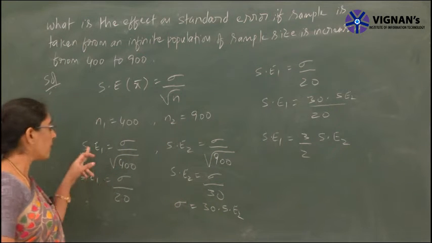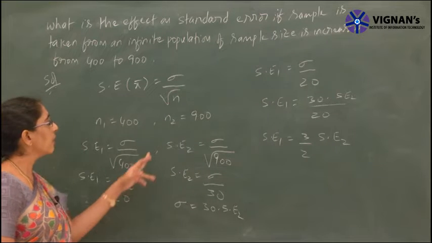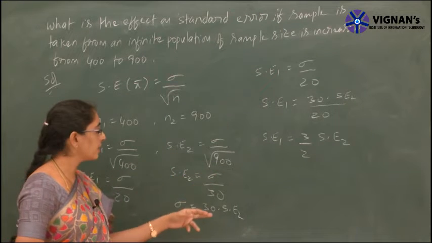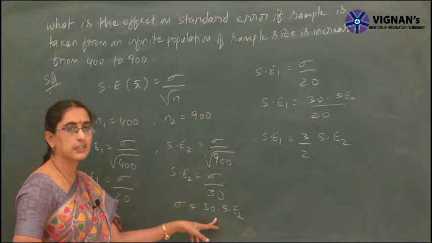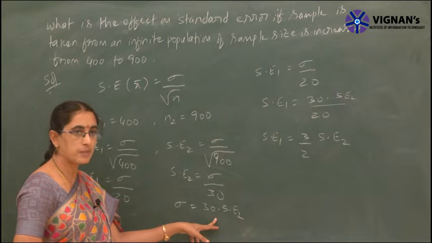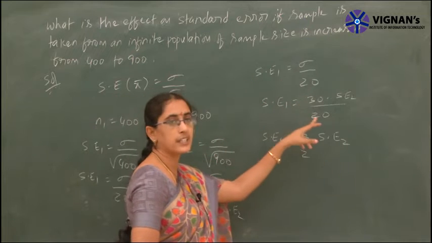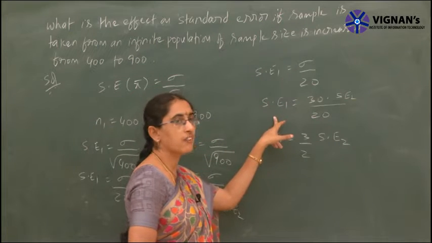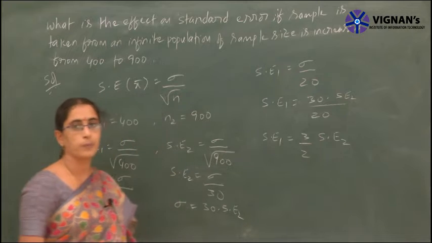Right? So when the sample size is 400, it is only sigma by 20. When the sample size is 900, it is sigma by 30. From this here, sigma equal to 30 into standard error of the sample size when it is 900. Then if you equate these two here, then it is SE1 becomes 3 by 2 into standard error of 2.